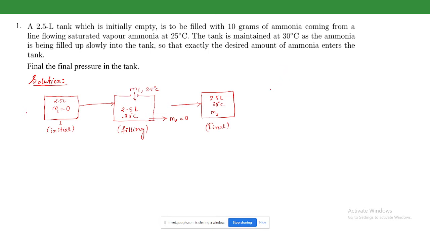See, it is given that saturated vapor ammonia at 25 degrees Celsius fills the tank.